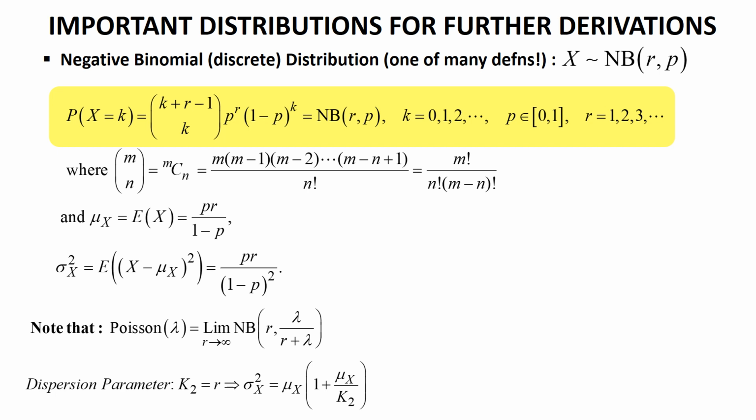And the limiting case is well known. As you let r go to infinity, you end up going from a negative binomial to a Poisson. We're not going to use that. I just put that in out of interest. The dispersion parameter, here we say k2, and again I'm using k subscript 2 to differentiate it from the dispersion parameter for the gamma distribution, is equal to r. Again, some papers use a different definition, but this is the one I'm using here. And so we get sigma x squared equals mu x times 1 plus mu x over k2. So like the previous gamma distribution, as you increase k2, the variance reduces. So as you increase the dispersion parameter, the variance goes down.